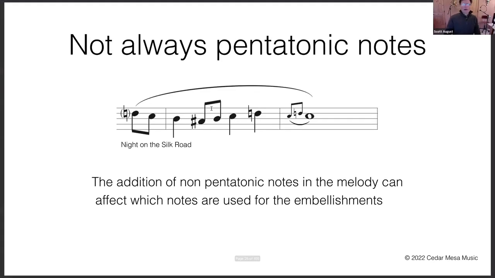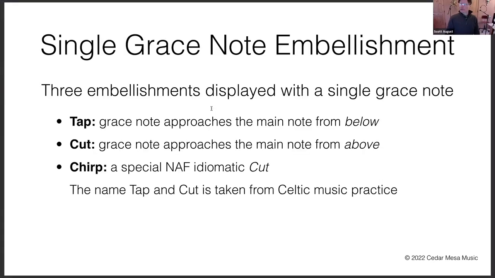Okay. Let me go on. So we're going to talk first about the single grace note embellishments. And there are three types of embellishments that are displayed with a single grace note. One category is called a tap. And this is where the grace note approaches the main note from below. So the grace note's below the note and it slurs up to the note.